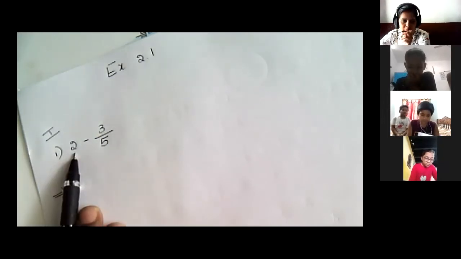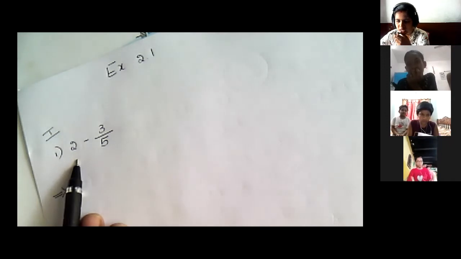First sum. The first sum is 2 minus 3 upon 5. So this is the question. We have to solve this. See here, this is the whole number. We don't have a fraction, right? Denominator is not there. But here, minus 3 by 5.